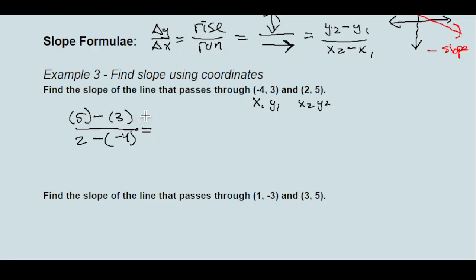So this is going up 2, and then this double negative right here turns into a plus. So that becomes 2 plus 4, which is 6. And then when we simplify it, we get 1/3.